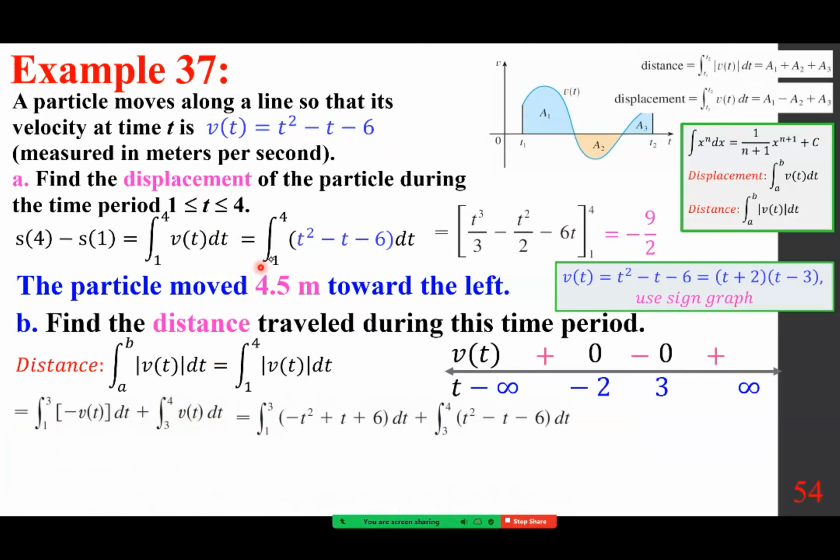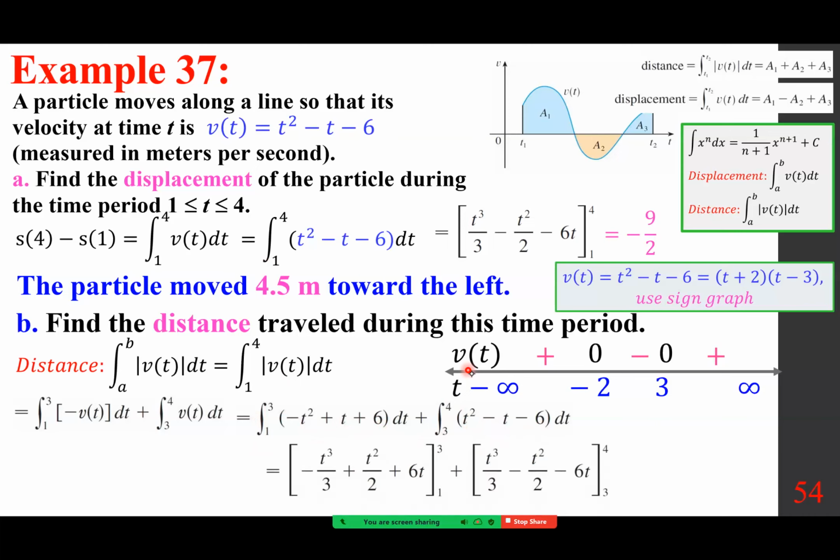And again, I'm going to leave it for you to do that. This is negative t cubed over 3 plus 1/2 t squared plus 6t from 1 to 3. And this one, 1/3 t cubed minus half of t squared minus 6t from 3 to 4. And I'm going to leave it for you to do the math. You plug in 3, you plug in 1, you plug in 4, you plug in 3. And it ends up giving you precisely 61 over 6, or about 10.17 meters. So the distance covered is 10.17 meters.